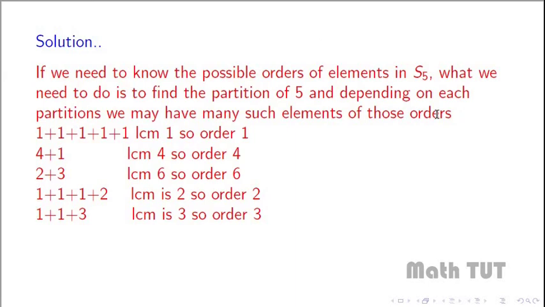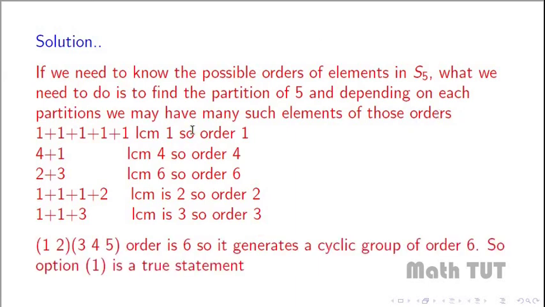But if you write a cycle of this form, it's also an element in S5. By our idea, we already saw how to find the order of this particular element. They are disjoint cycles, so just take the LCM. For 1 2, the order is 2, and for 3 4 5, the order is 3. So the LCM of 2 and 3 is 6. So we get that there is an element of order 6.